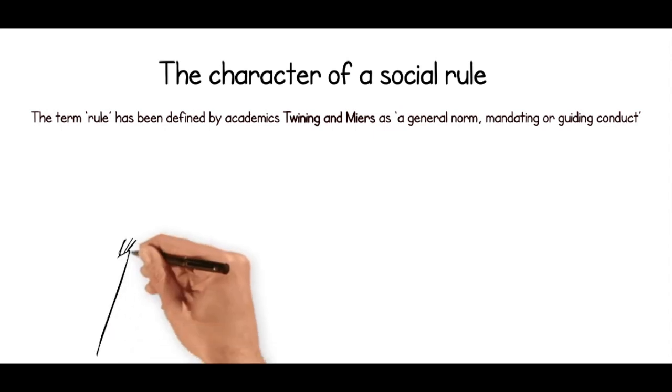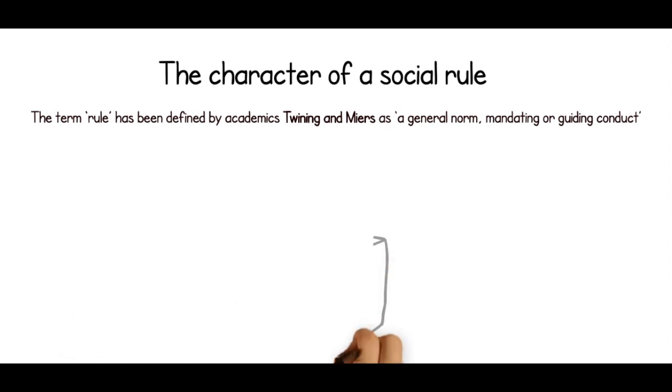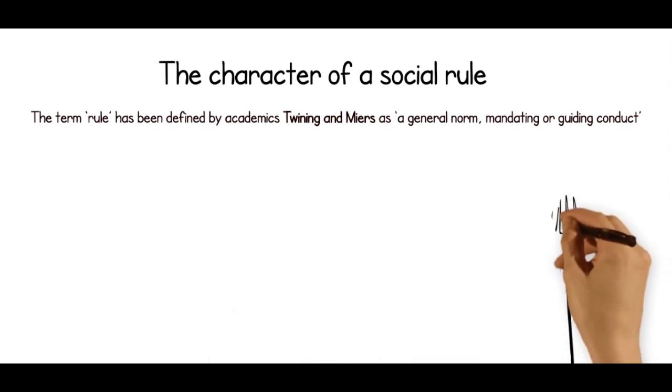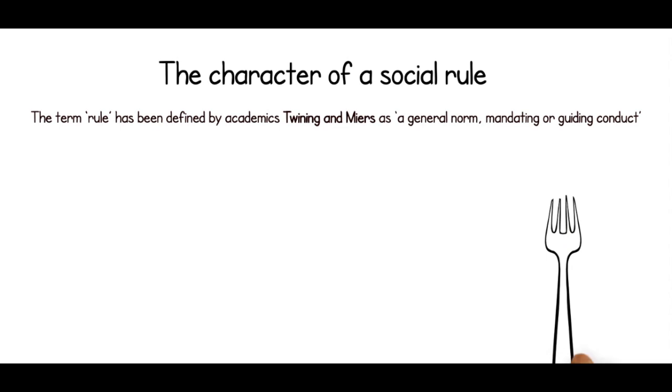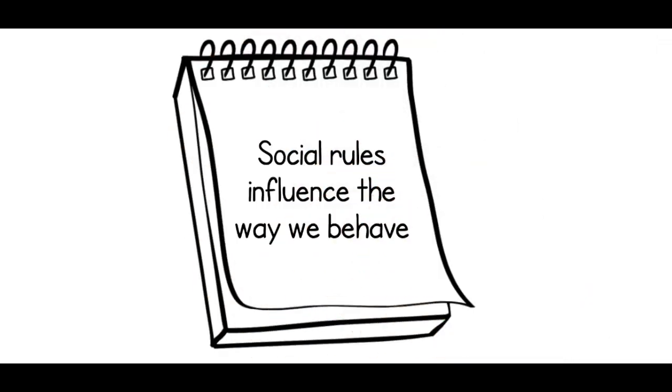Well, it has been defined as a general norm mandating or guiding conduct. It influences the way that we behave. For example, you might give a friend a gift on their birthday or use cutlery at the kitchen table, I hope. Unless it's fish and chips, I understand. So really what we're looking at is that social rules influence the way that we behave.